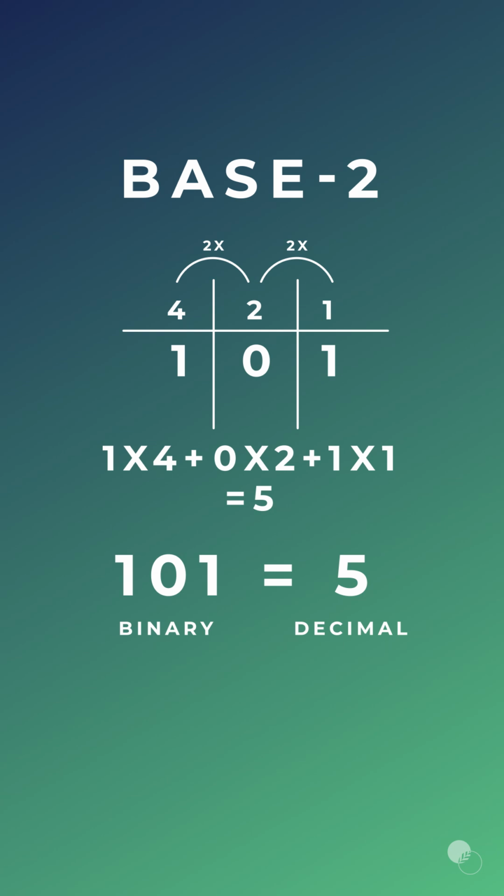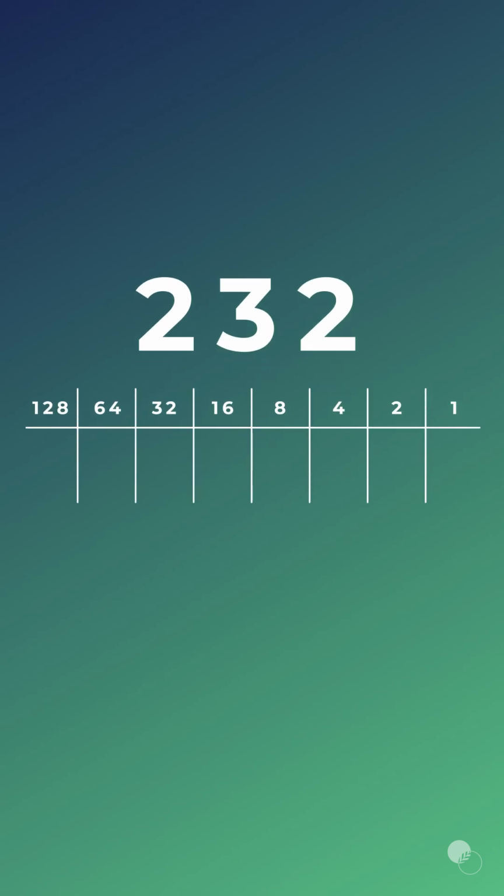Now let's take it a step further and convert our original number 232 into binary. First, let's lay out our base 2 table working with 8 bits. Now let's start from the left. Does 128 fit within 232? Yes, so let's mark a 1. So now let's add 128 to 64. Does that still fit within 232? Yes. So we mark another 1 in that column.